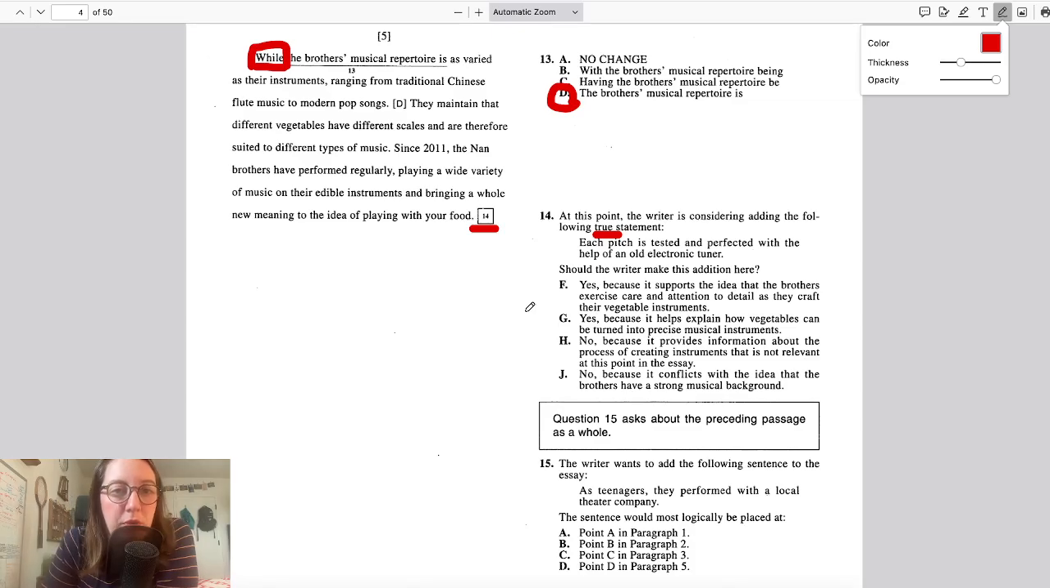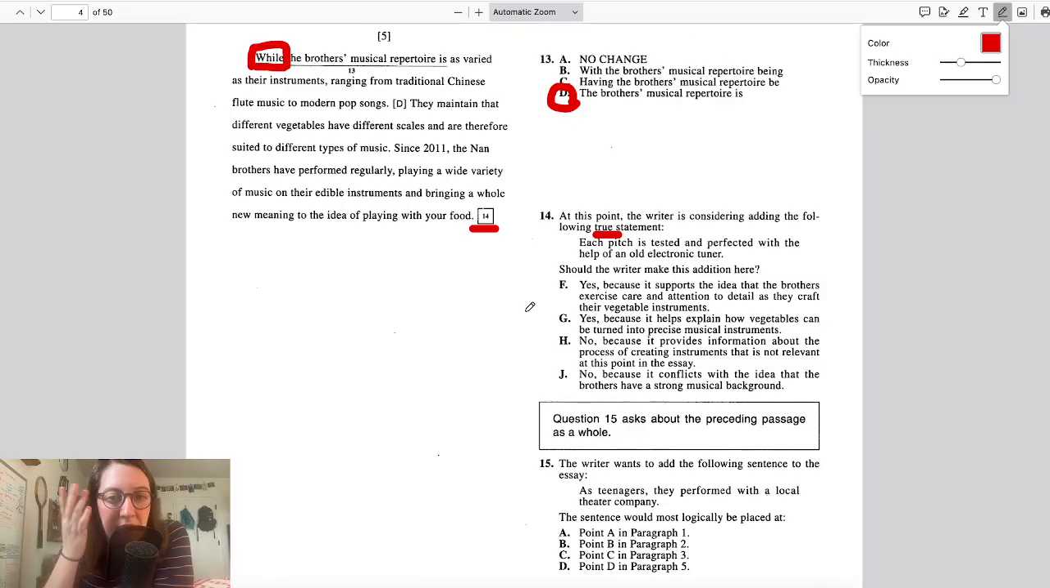So while the brothers' musical repertoire is as varied as their instruments, ranging from traditional Chinese flute music to modern pop songs, they maintain that different vegetables have different scales and are therefore suited to different types of music. Since 2011, the Nan brothers have performed regularly, playing a wide variety of music on their edible instruments and bringing a whole new meaning to the idea of playing with your food.